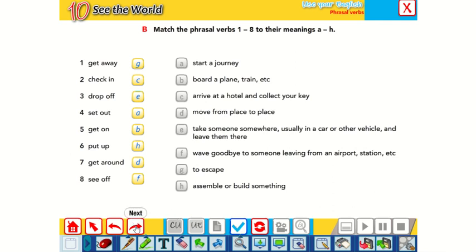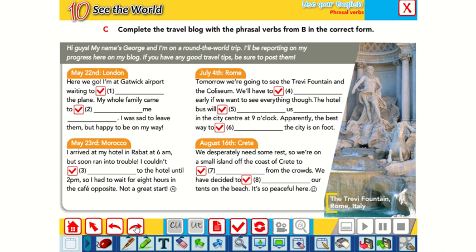Now let's do exercise C together. Here we have a travel blog for someone. A blog is a website where you can share your diaries or your activities with others. So this is a travel blog for George. He posted everything about his trip around the world.